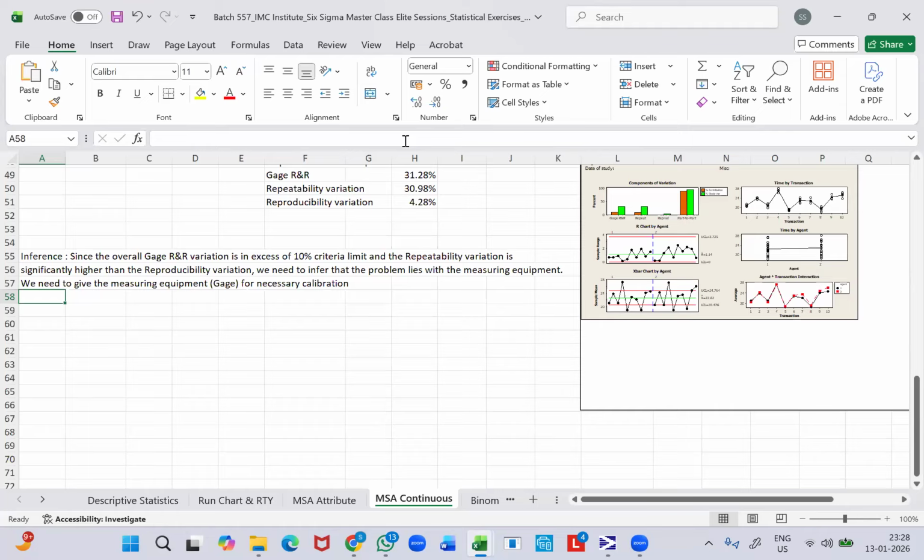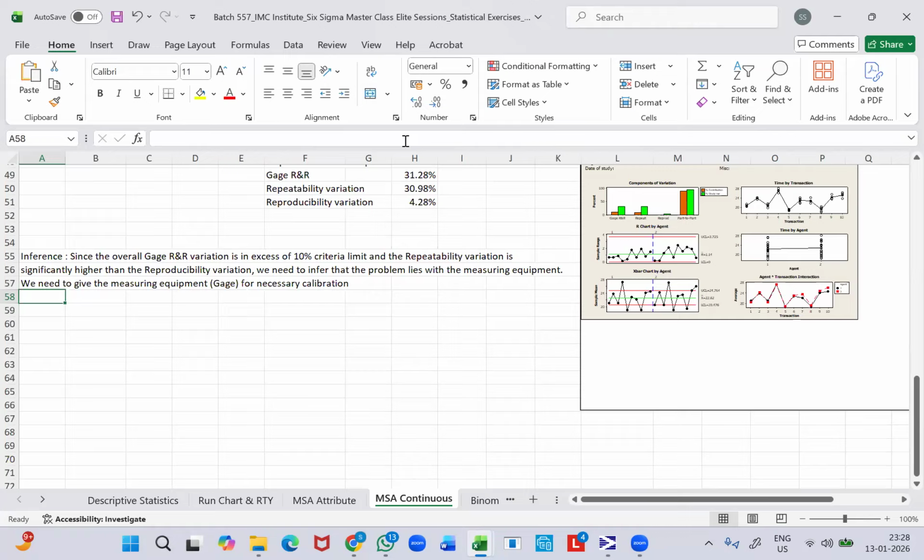So when we find multiple appraisers involved and we are comparing the results provided by these multiple appraisers, what are we trying to establish here? We are trying to establish the reproducibility variation. So reproducibility is the right option that we need to pick for this particular question. So these are the 3 questions that we can get with regard to the continuous data measurement system analysis.